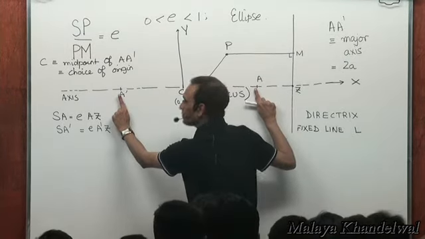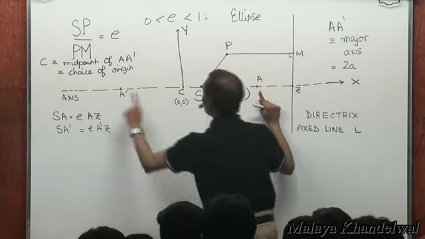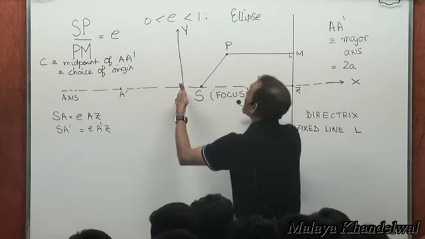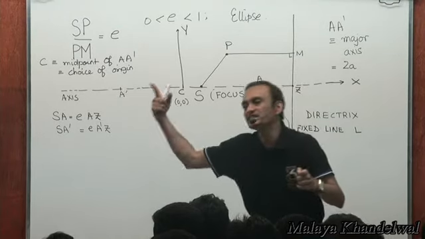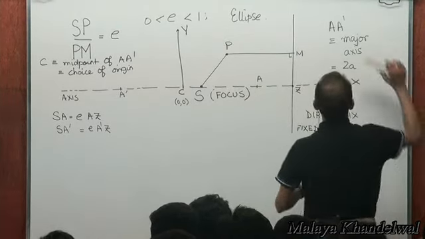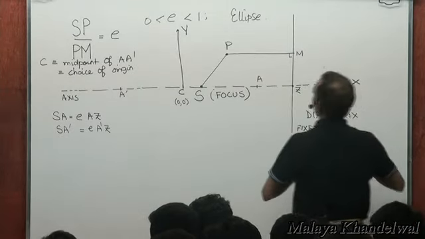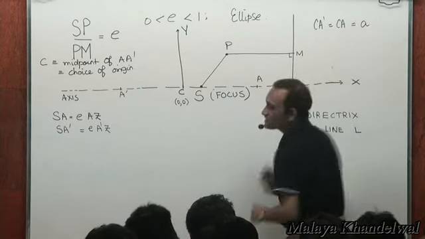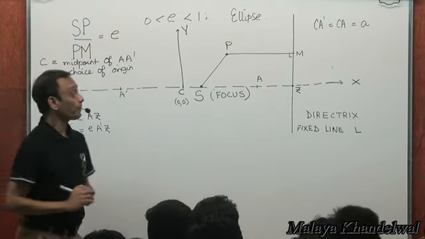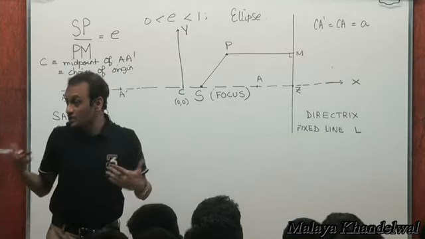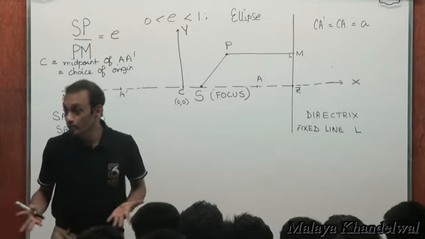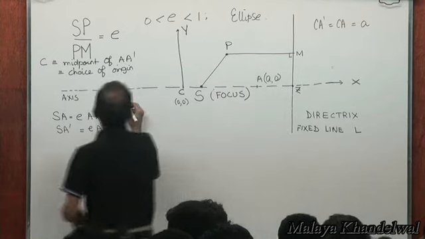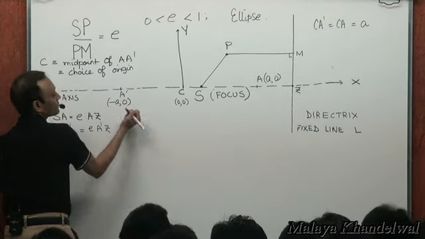Since C is the midpoint of AA prime, CA will be equal to CA prime, each equal to small a, since the entire length AA prime is 2a. C divides AA prime equally into a and a. So CA is equal to a. A and A prime are points on the x-axis by the choice we've made. Then the coordinates of A will be (a, 0), and the coordinates of A prime will be (-a, 0), precisely.